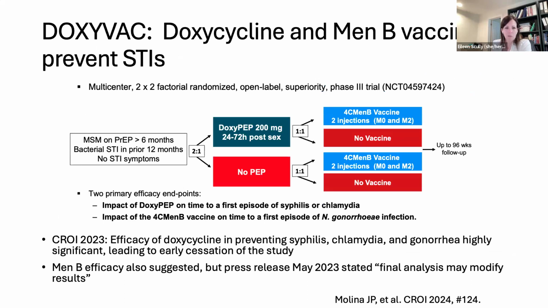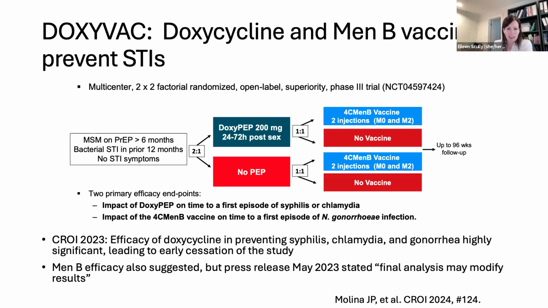So this is just an update on DoxyVac. This was a multi-center 2x2 factorial randomized open label superiority phase 3 trial that looked at both DoxyPEP and the 4CMB vaccine for prevention of first episode of gonorrhea. At CROI in 2023, there was a statement that doxycycline prevented syphilis, which was great, also chlamydia and gonorrhea, and was highly significant and led to early stop of the study. And the 4CMB vaccine also appeared to be somewhat effective at reducing first episode of gonorrhea.